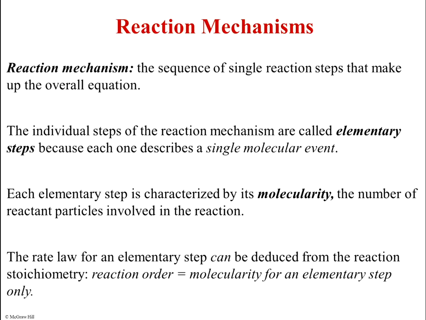Each elementary step then has a molecularity, that is, the stoichiometric coefficients for that elementary reaction. And the number of reactant particles involved in this elementary step is called the molecularity. That's the stoichiometric coefficients. So here is where we tie back to what we said earlier. Earlier we said we can't deduce the rate law in general from the stoichiometry, but for an elementary step, we can deduce the rate law from the reaction stoichiometry. The reaction order equals the molecularity for an elementary step only.